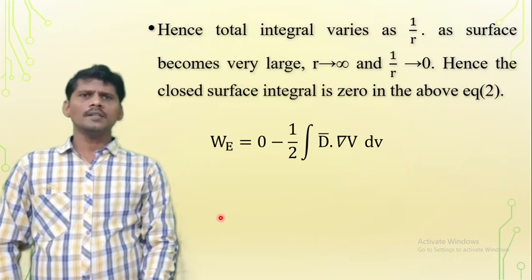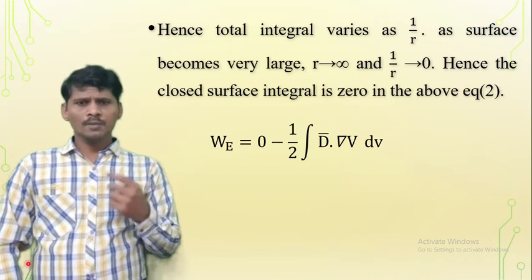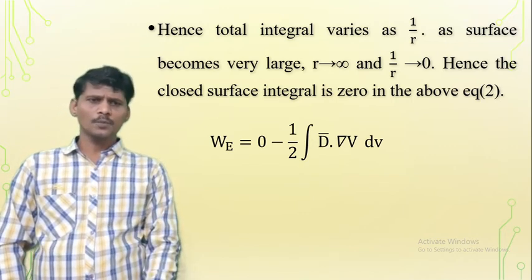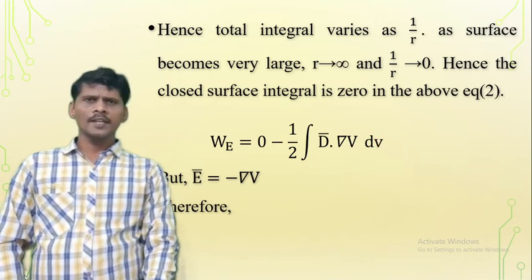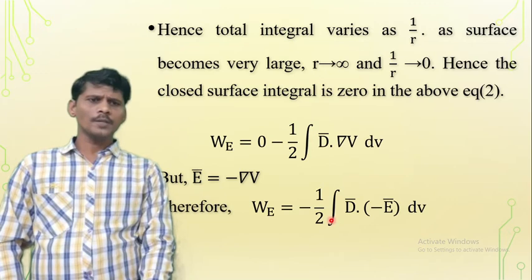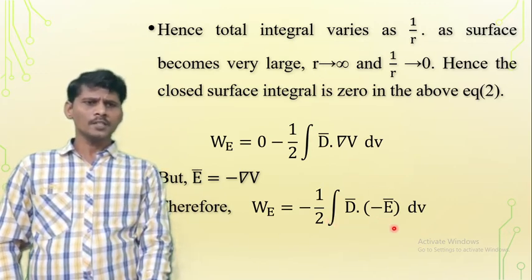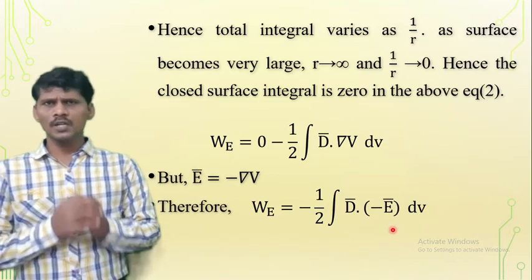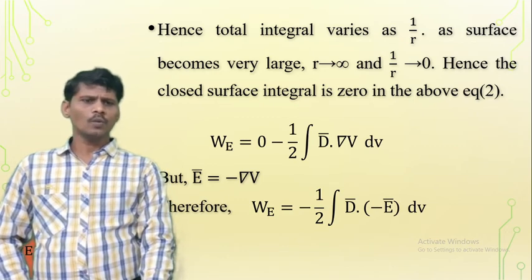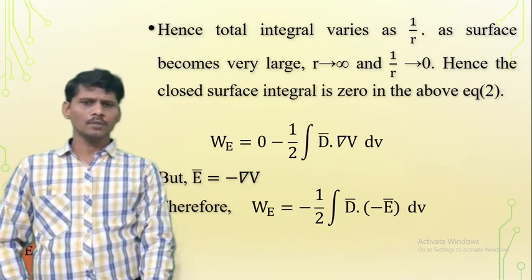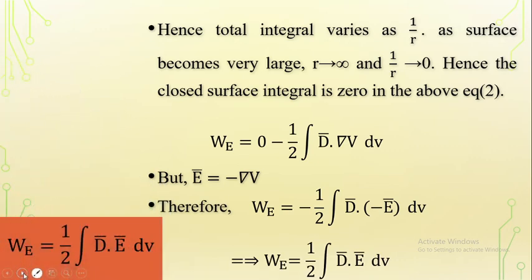But we know that the electric field intensity is the negative gradient of the potential, that is E bar is equal to minus del V, and substitute del V is equal to minus E bar. In this expression we get the energy stored value is minus 1 by 2 volume integral of d bar dot minus E bar. Already a minus is there, minus into minus is plus, that is equal to 1 by 2 into volume integral of d bar dot E bar.